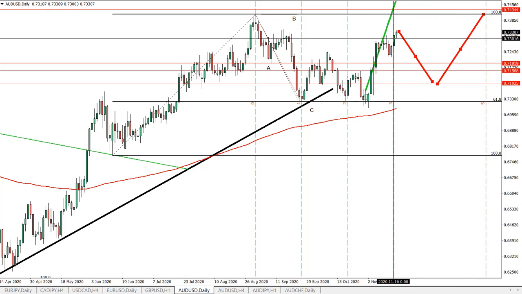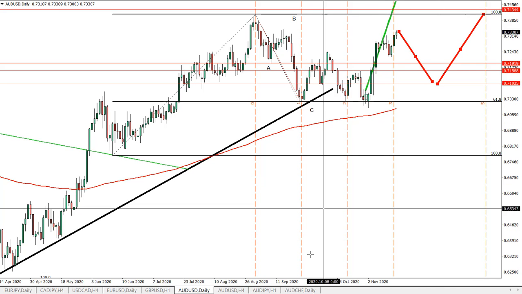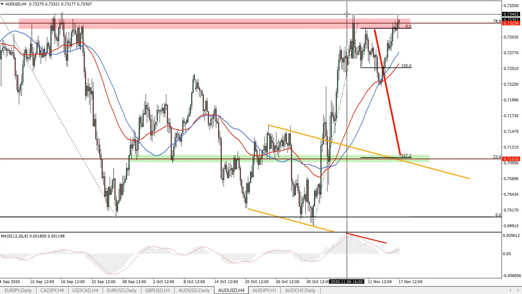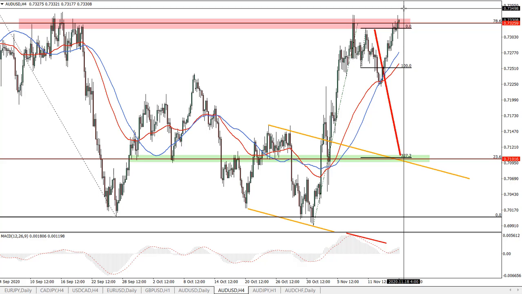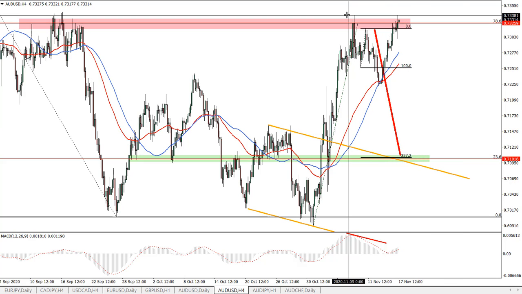So you can see one Fibonacci cycle started, and we had the same on the Australian Swiss franc. Okay, now on the 4-hour time frame, this resistance is holding, and here is clearly the formation of the double top. So let's see whether the price will manage to break to the upside or not, but I do expect correction as long as this resistance holds.